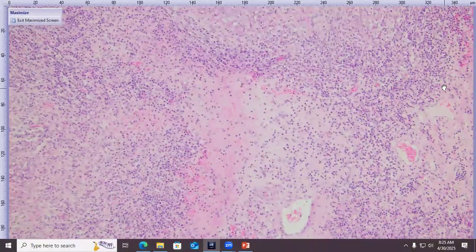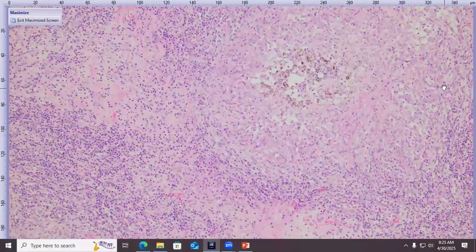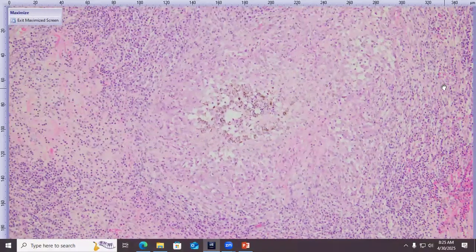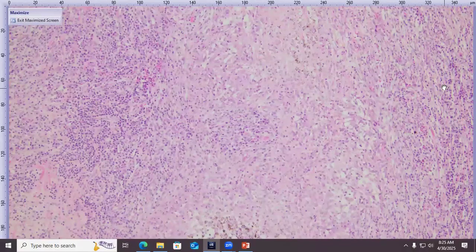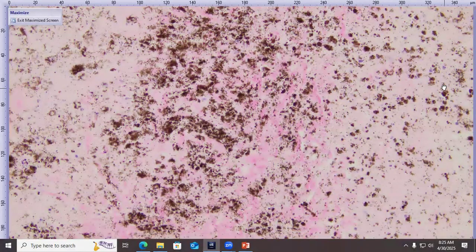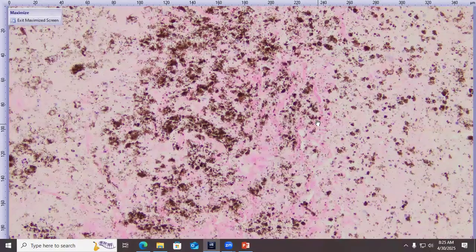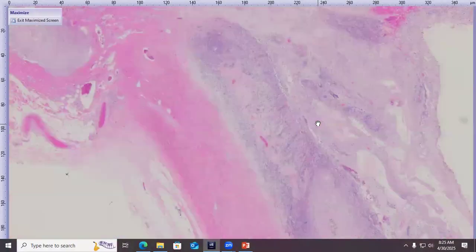But other areas, it's basically just admixed macrophages, many of which are laden with melanin, and lymphocytes and plasma cells and neutrophils. And then if we migrate along, there are areas that are just totally necrotic. This area is completely toast. We have some pre-existing collagen hanging out, and then there's just eosinophilic cellular necrotic debris and free melanin everywhere. Going back here.